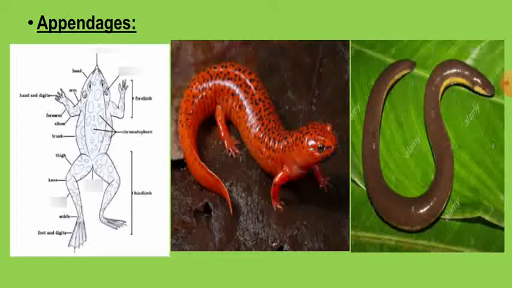In the case of frog and salamander, there is a pair of limbs. The digits are mostly without claws, nails or hoofs and often have webs.